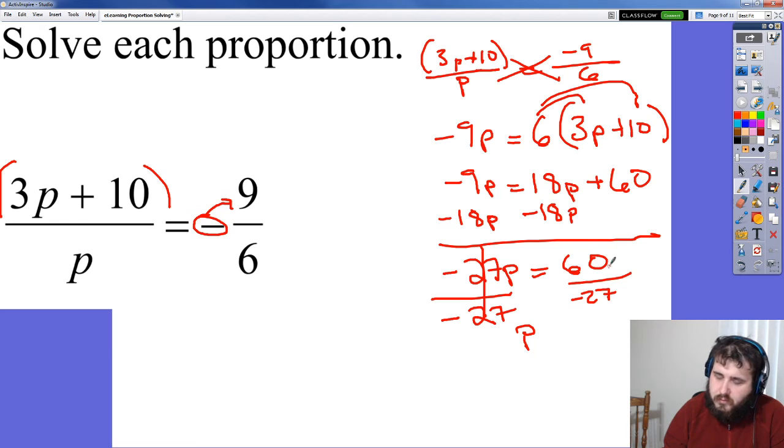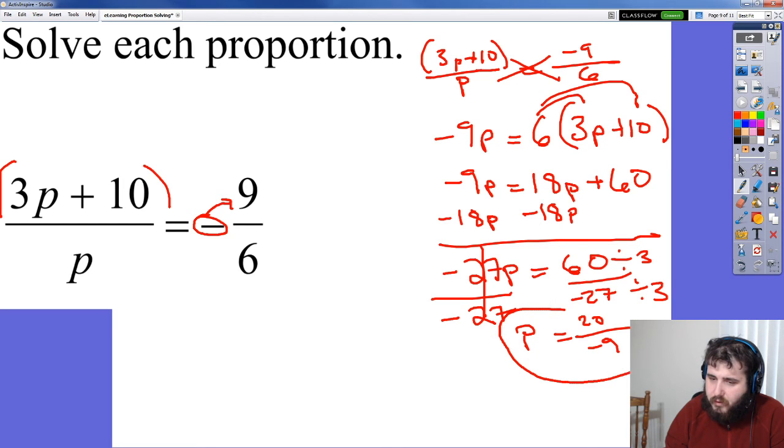And again, I'm going to divide by a common factor. I'm going to divide by 3 because that's what I see. 60 divided by 3 is 20. Negative 27 divided by 3 is negative 9. Double check. 20 and negative 9 no longer have anything in common. So we are good to go.